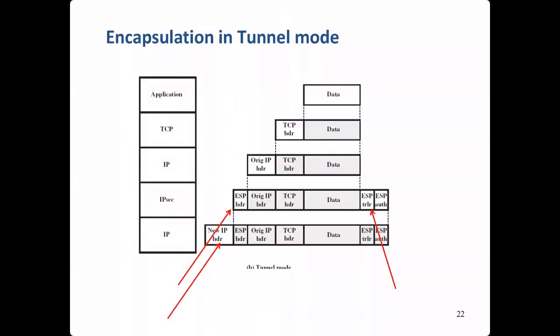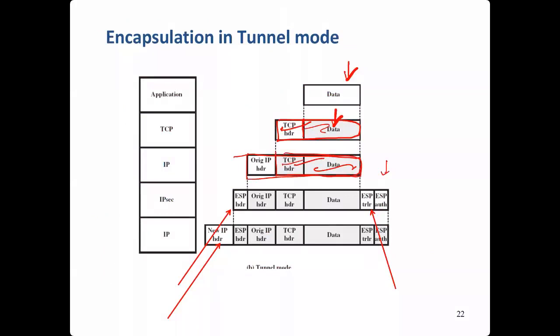Okay. Now this is another view of the same thing. When you receive data from the application, it has got to go over TCP. So this will be put inside a TCP header, a TCP packet. And then this TCP packet will go into IP in a normal way. So this TCP packet becomes the payload here for IP. Now IP has to go over IPSec.